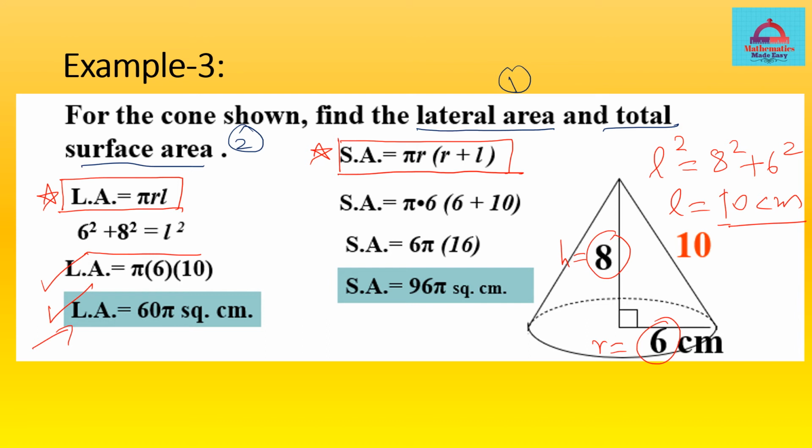Moving on, let's write the total surface area now. So that is going to be computed by the formula pi r times r plus L. We are just simply substituting r as 6, L as 10 here, and simplifying by multiplying and getting our total surface area, as you see here, 96 pi square centimeter. And remember, this is again in terms of pi.